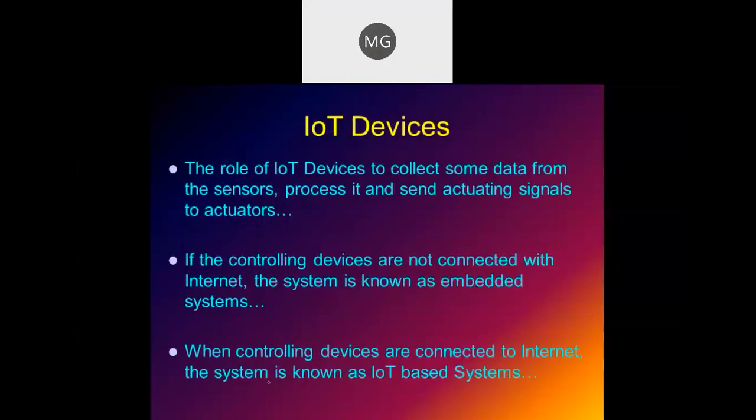So now we will discuss different types of IoT devices. The role of IoT devices is to collect some data from the sensors, then process the data, and send actuating signals to the actuator. That is the basic role of IoT systems. If the controlling devices are not connected with the internet, the system is known as an embedded system. If you have a simple microcontroller with sensors and actuators connected, and everything is done locally, that is known as an embedded system.